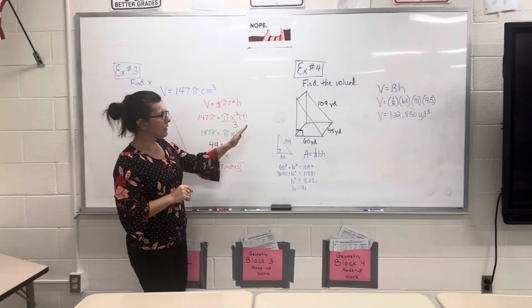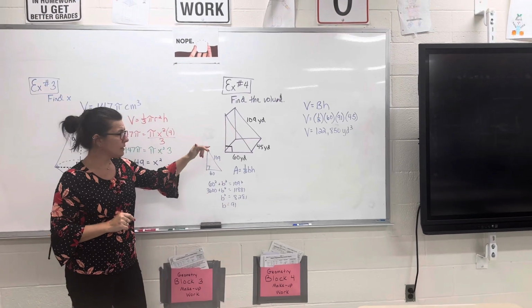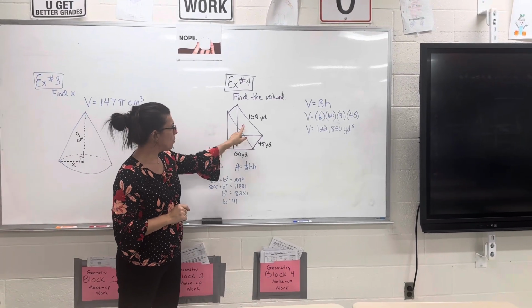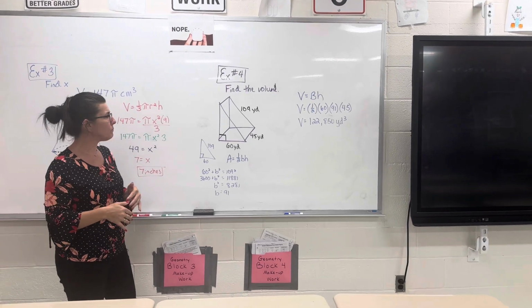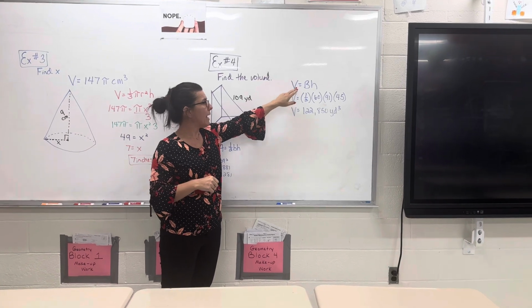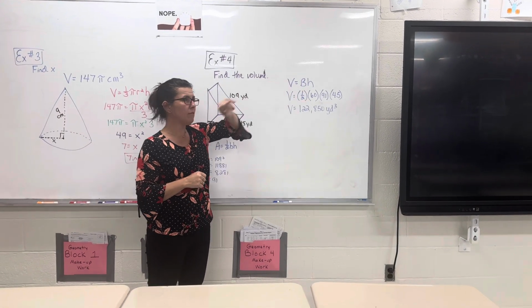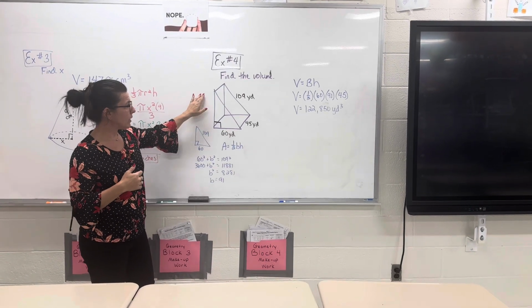The next one, finding the volume. So this is a prism. This is a triangular prism. Hopefully you can see there's two right triangles that are connected by rectangles. That's what makes it a prism. We're using that formula that we used a few minutes ago, area of the base times the height of the 3D figure, so that we can figure out the volume of this triangular prism.